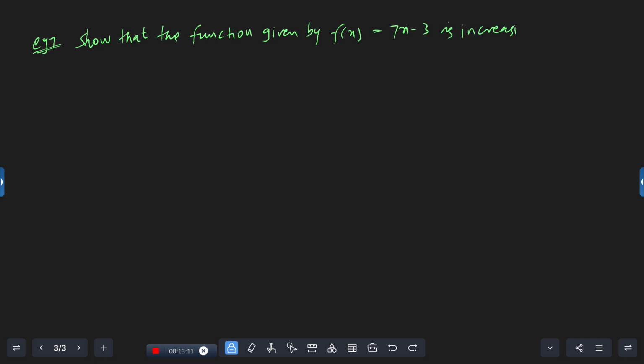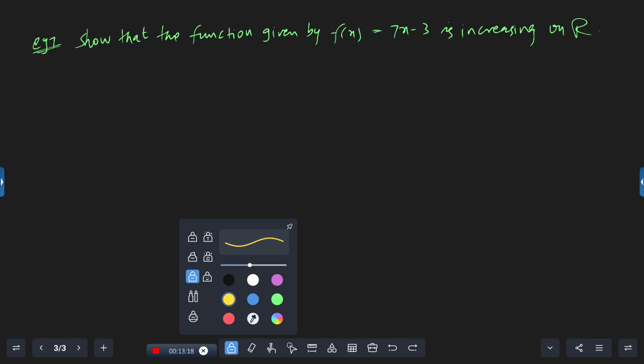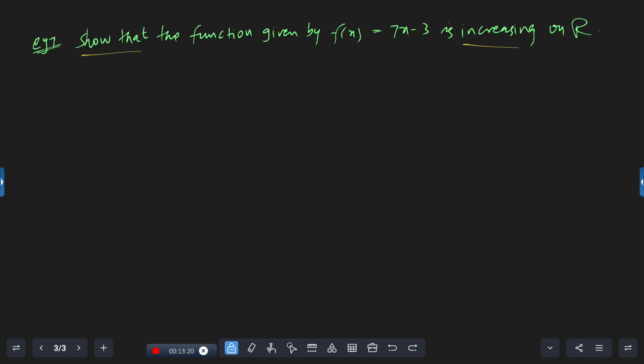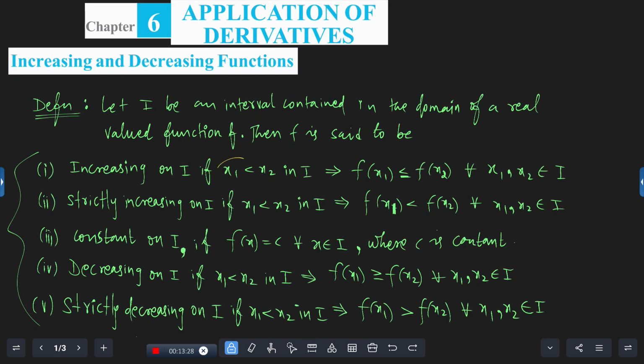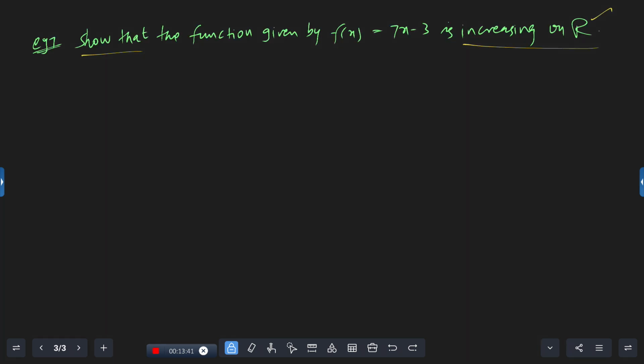We have to show that the function is increasing on the real numbers R. Listen carefully, the question is given. How do we check increasing or decreasing? We have to first assume x1 less than x2. This is the common point I said. Whether you are checking increasing, decreasing or whatever, you have to take x1 less than x2. Understand? So first of all, let's take that.